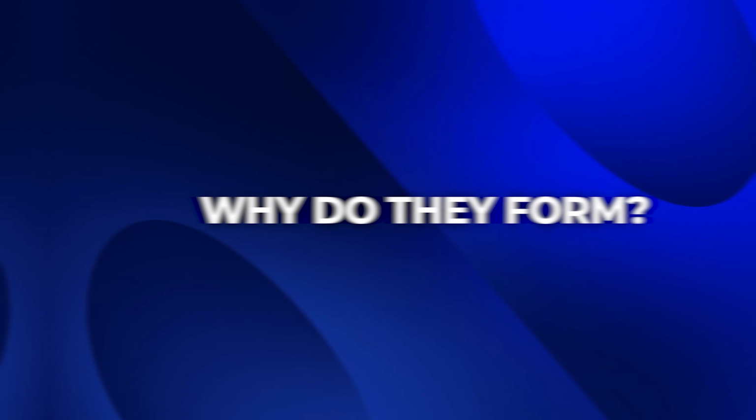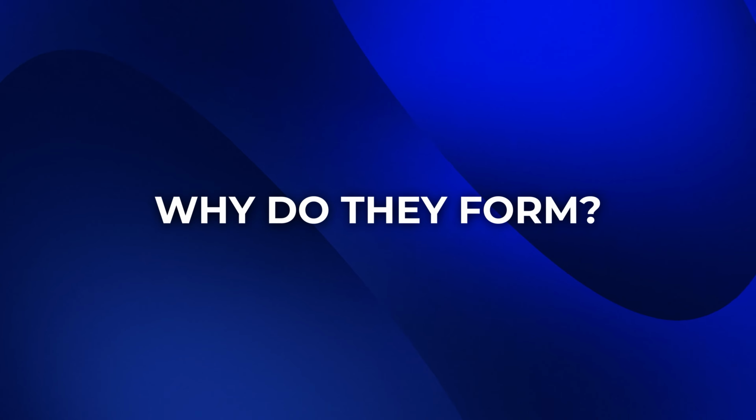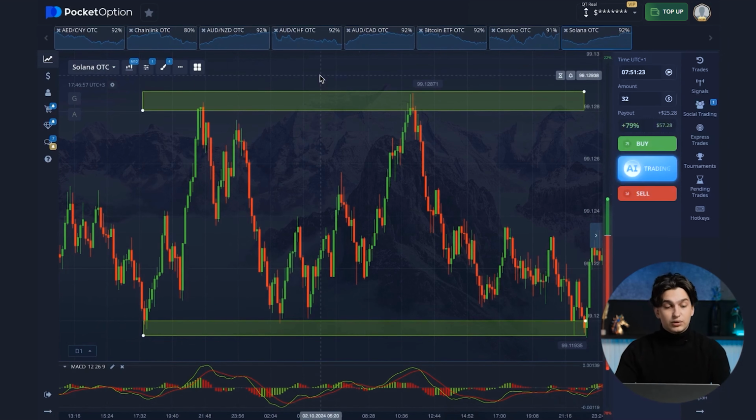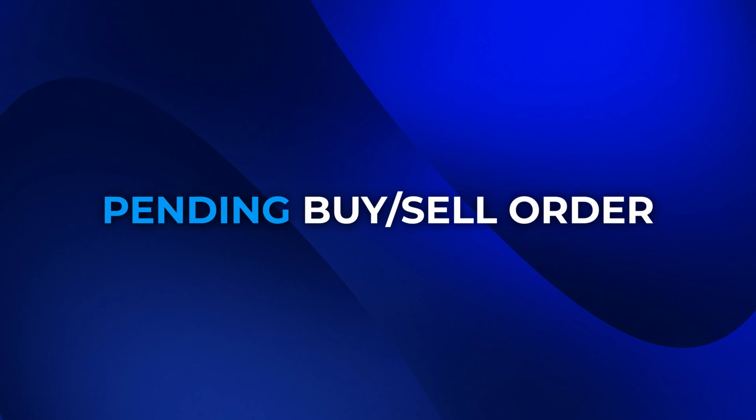All right, we've figured out how to schematically display support and resistance levels on the chart and how to find them. But why do they form in the first place? Let's talk about this moment. Let's break it down using our asset Solana OTC as an example. OTC stands for over-the-counter market, and Solana is a cryptocurrency asset. You can buy and sell it not only on our platform, there are other platforms where the concept of a pending order for buying or selling exists.